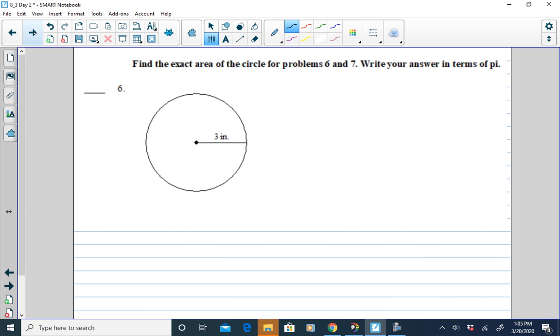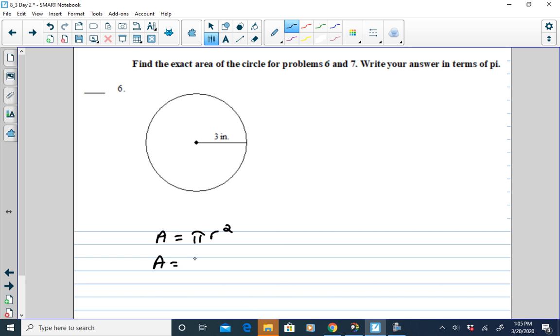Alright? Alright, let's look at number 6. We're looking for the exact area of a circle. For problems 6 and 7, we're going to write our answer in terms of pi. Alright, so that's a little weird, a little different, right? But it's rather simple actually. So area is going to be equal to pi times r squared.